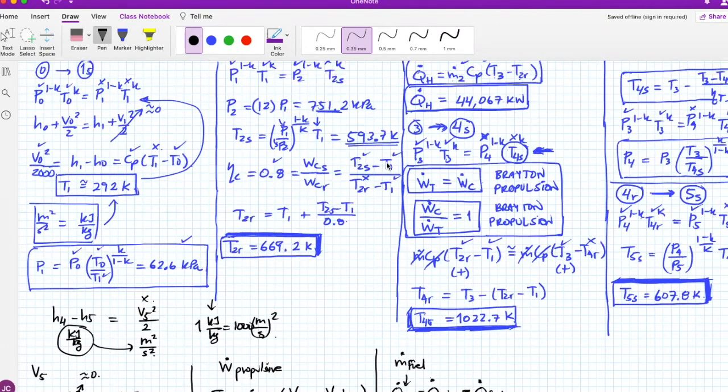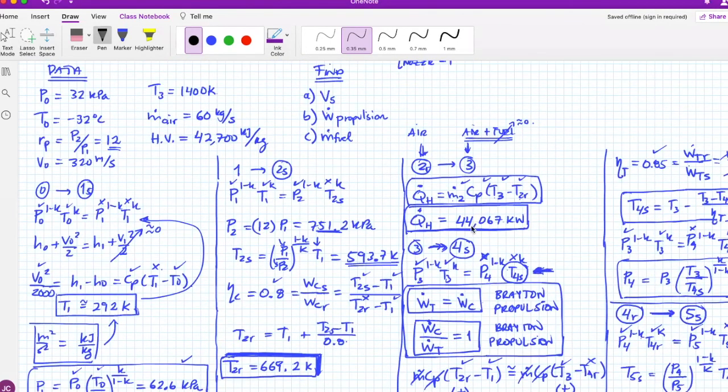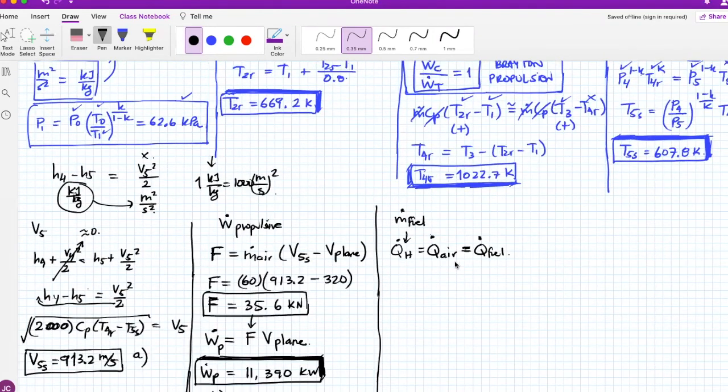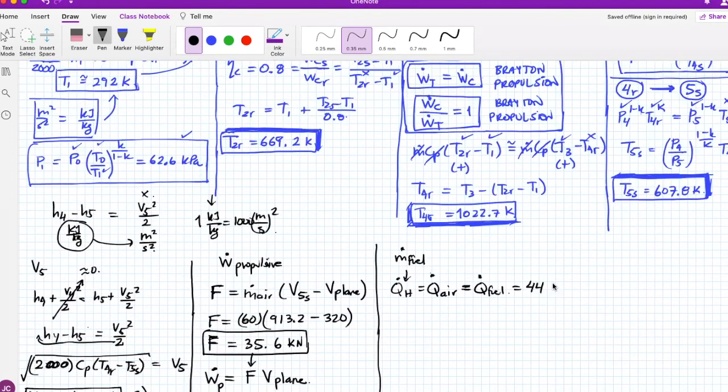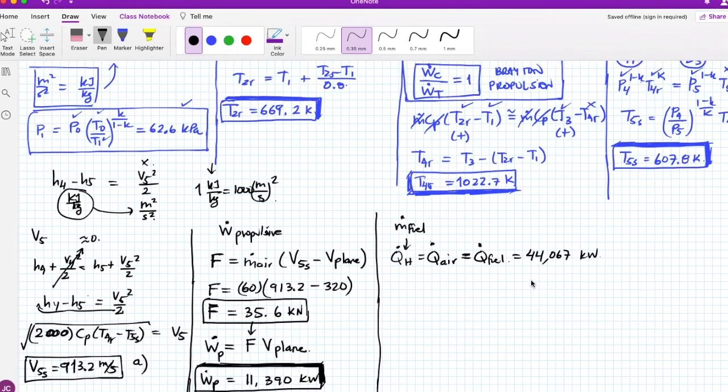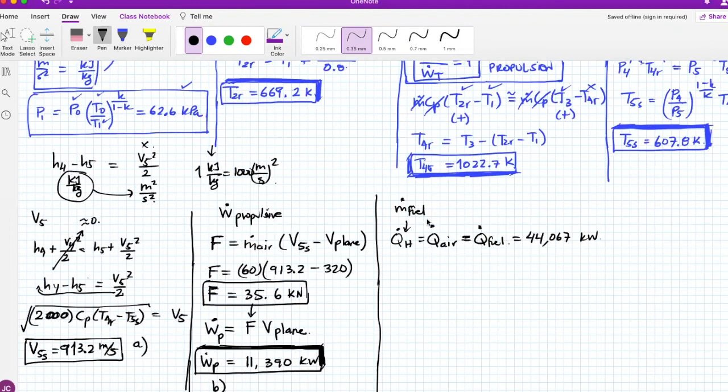But in this case, I already had this one. Remember, it happened from 2 to 3. So from 2 to 3, I got this, the 44,067 kilowatt. Okay, good. What do I do with this? Now that you know that, the Q of the fuel equals the mass flow of the fuel times the heating value. It's really simple.